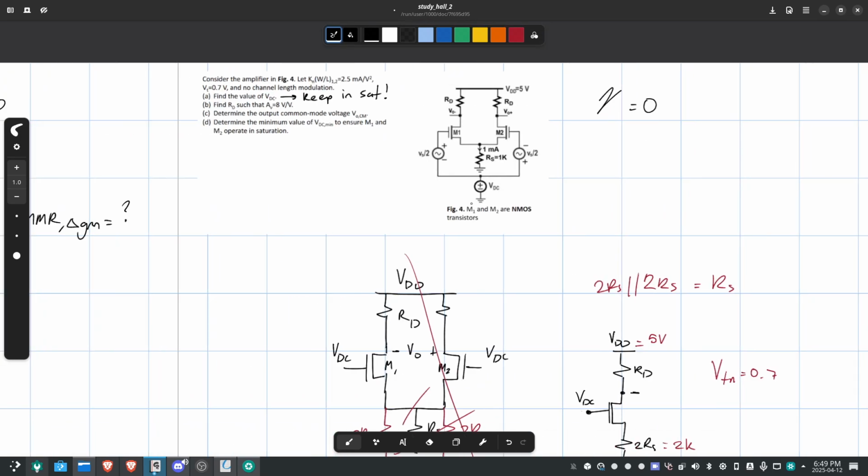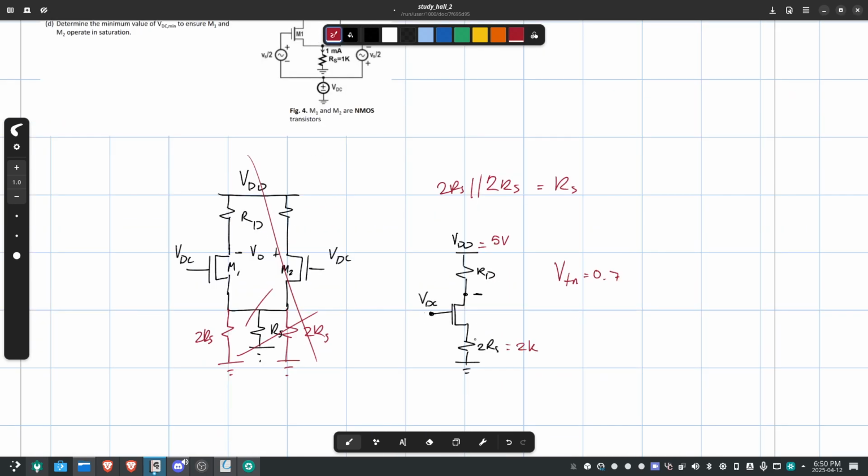What's the current? Oh, the current is 1 milliamp. And because we're splitting it in two, that means we're going to have half a milliamp traveling through here.